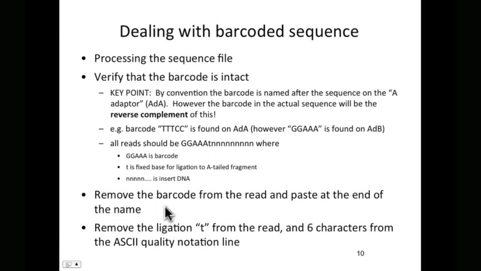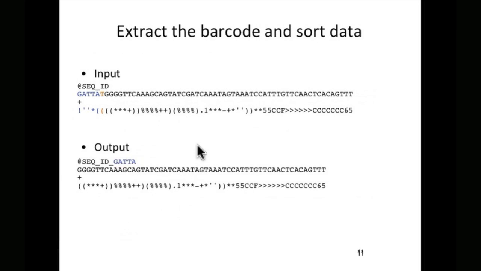Then you're going to remove the barcode from the read, paste it in the name, and don't forget to remove the extra T as well, and the 6 matching characters from the quality notation line. We'll show you what that looks like here.